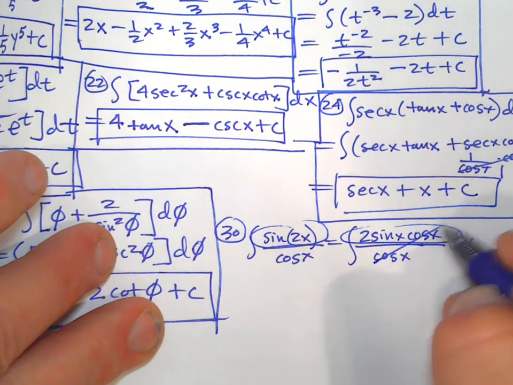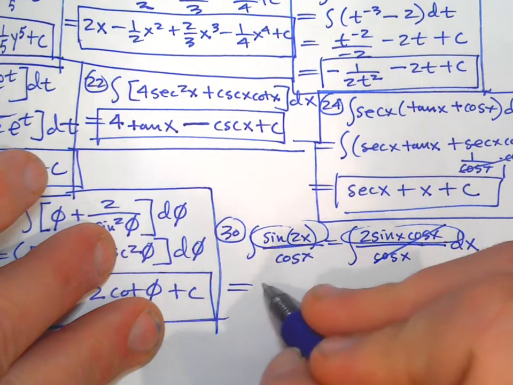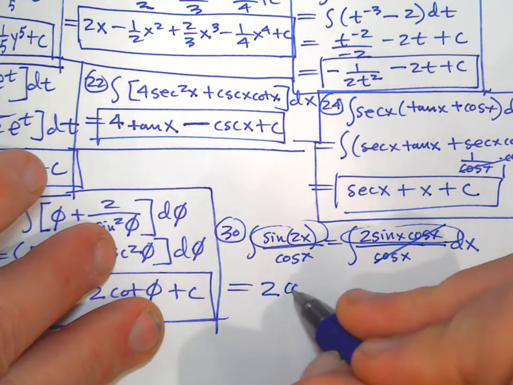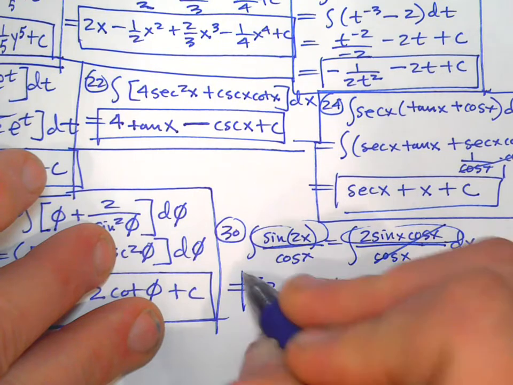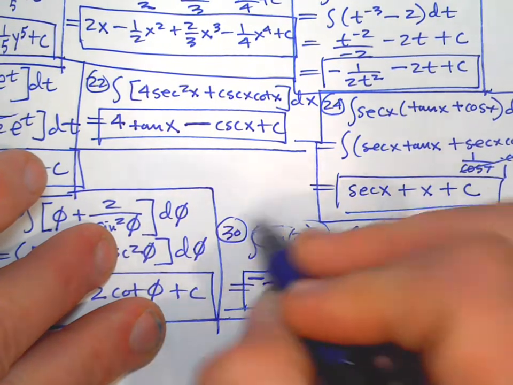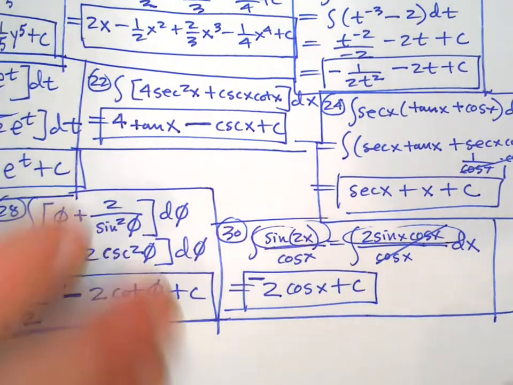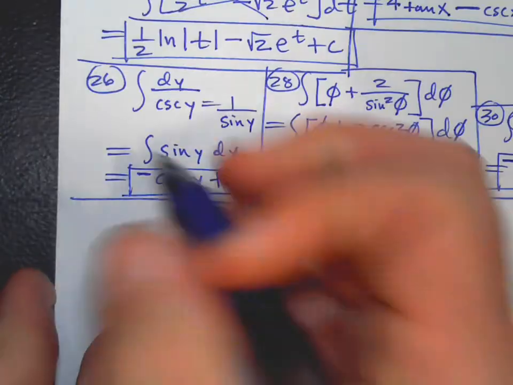And when you do that, the cosines go away. And so we get 2. Antiderivative of sine is cosine x. Need a negative in front though, plus c. All right. So that was a little tricky. Okay, got a couple others.